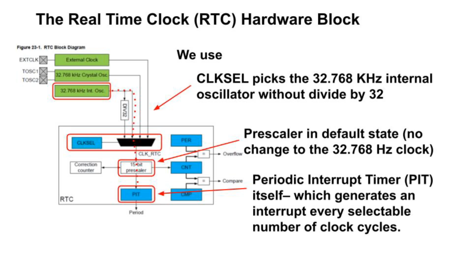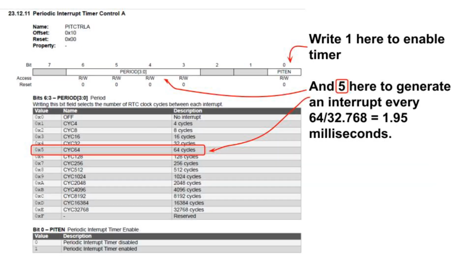We'll use the clock selector to choose a clock generated by an internal 32.768 kHz oscillator. We'll leave the 15-bit prescaler in its default state, which leaves the 32.768 kHz clock unchanged. The periodic interrupt timer, or PIT, counts driven by that 32.768 kHz clock and generates an interrupt after every n clocks. We can choose n.